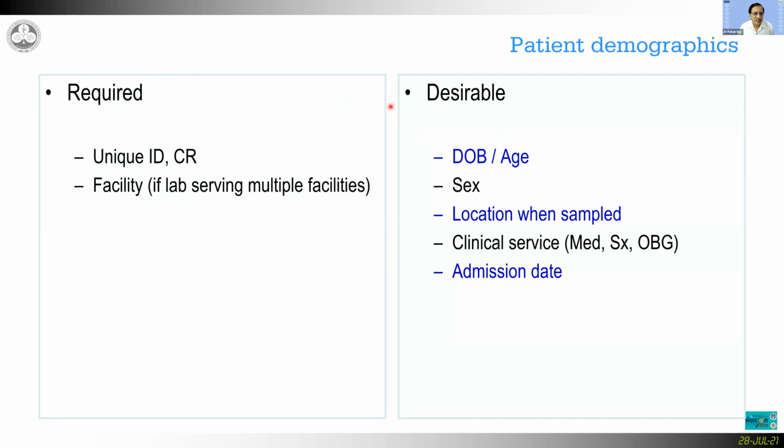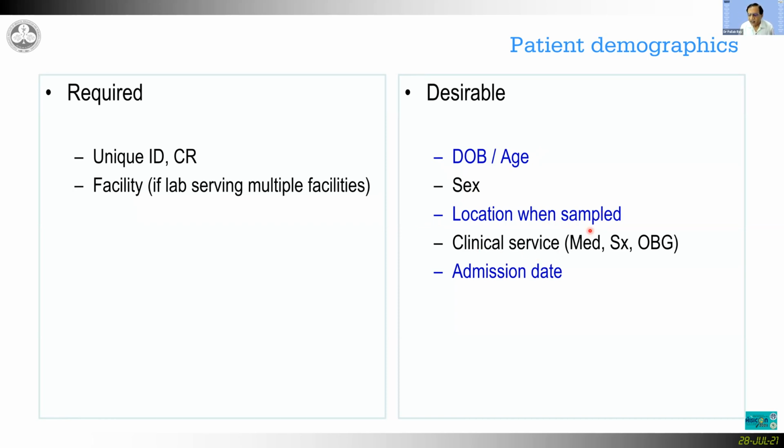Okay, I'll continue. So there are certain information which are definitely required and certain information which are desirable. For example, unique ID, SEER number, and which facility it is if a lab is serving multiple facilities. It's desirable to have the age of the patient for subsequent analysis beyond simple susceptibility, and then sex of the patient, location when sampled, because the same patient sample can come first from an ordinary ward, then from the ICU.